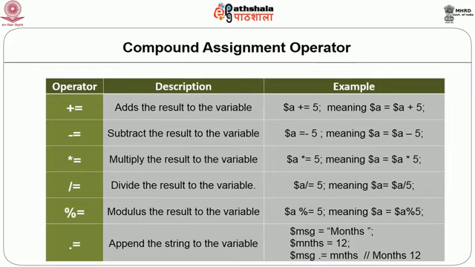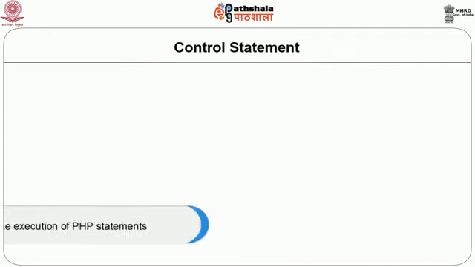You can use compound assignment operators. The assignment operator means a single equal to sign we are using. So for short notation, like say for example you would like to write $A is equal to $A plus 5, you can write $A plus equal to 5. The same is true for minus, multiplication, division, modulus, etc. And you can append by writing dot equal to as well, which I have just seen here.